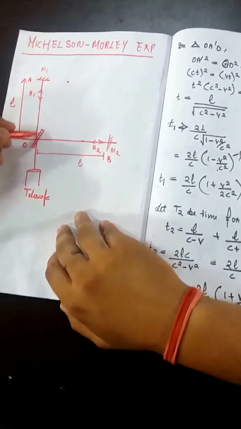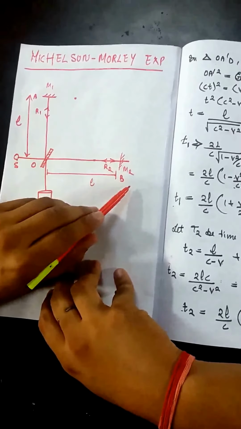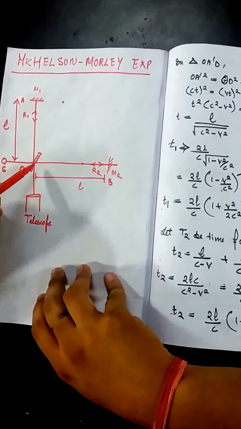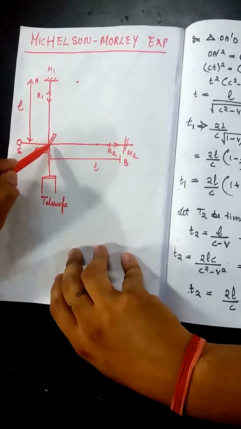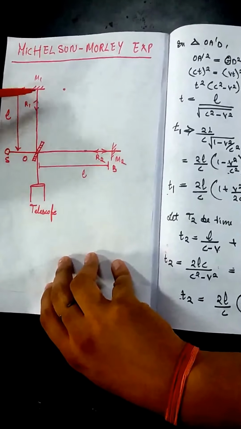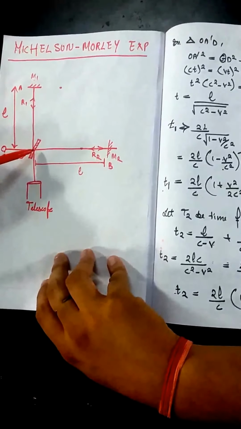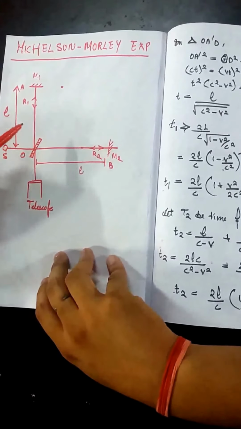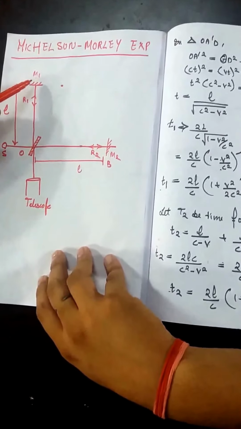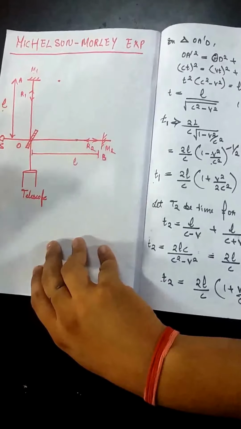In the apparatus they have one source of monochromatic light. Here we have a semi-transparent mirror, and two mirrors M1 and M2 are placed perpendicular to each other, such that part of the light transmitted by this semi-transparent mirror falls on mirror M2 and part reflected by this semi-transparent mirror falls on mirror M1. These both mirrors are perpendicular to each other, and this semi-transparent mirror is equally inclined to these two mirrors. The distance of mirrors M1 and M2 from point O is kept equal to L.